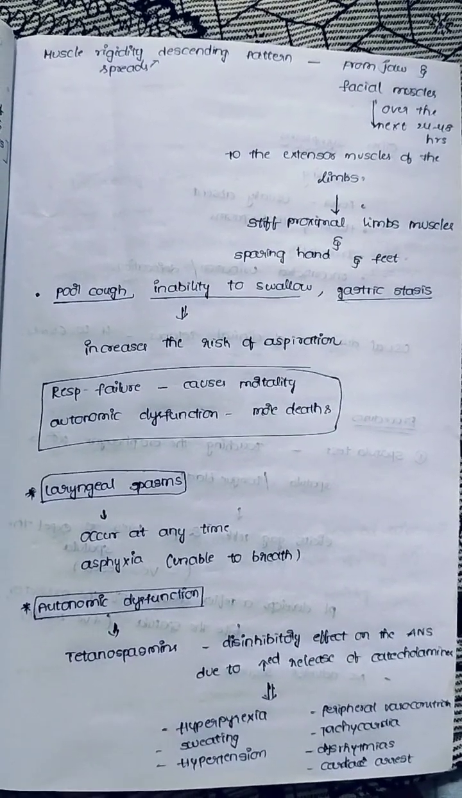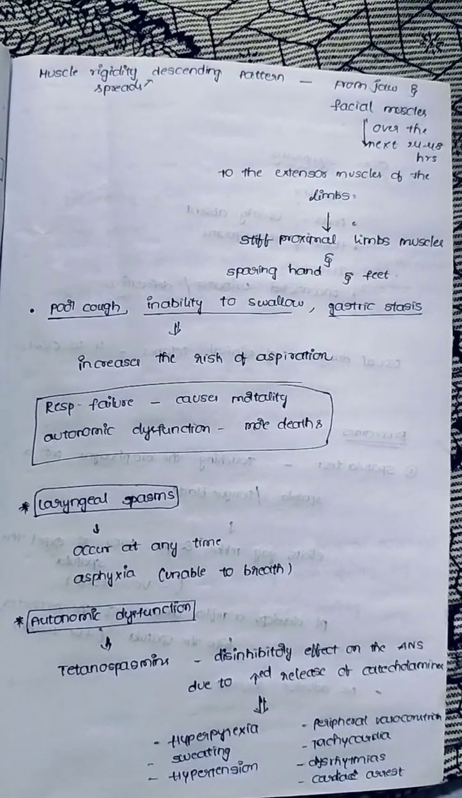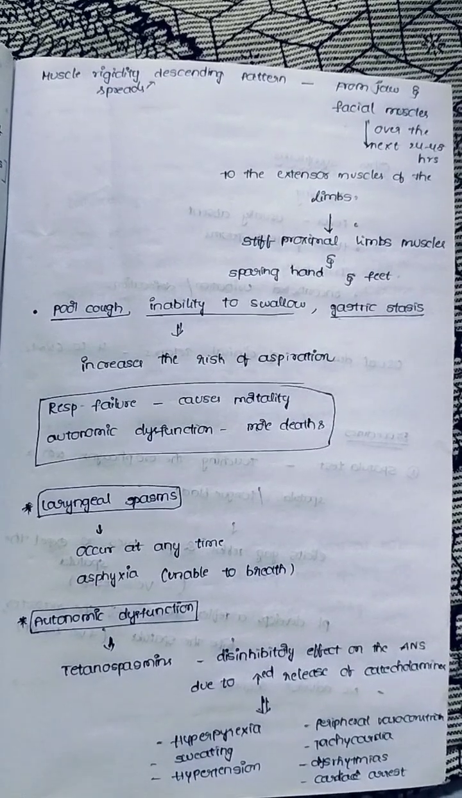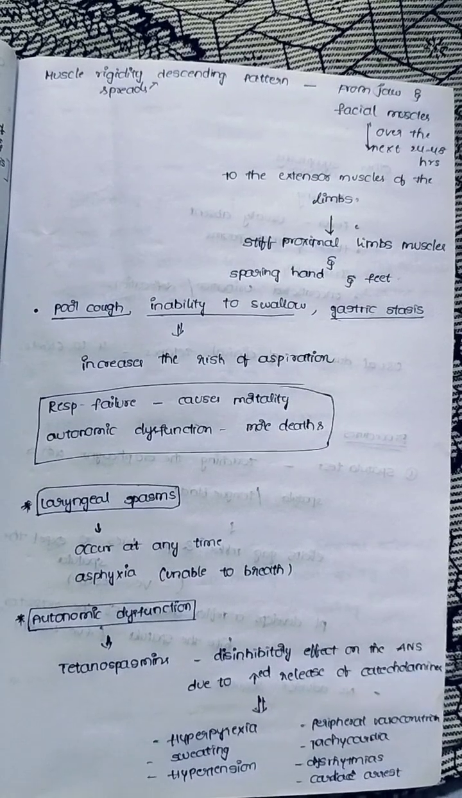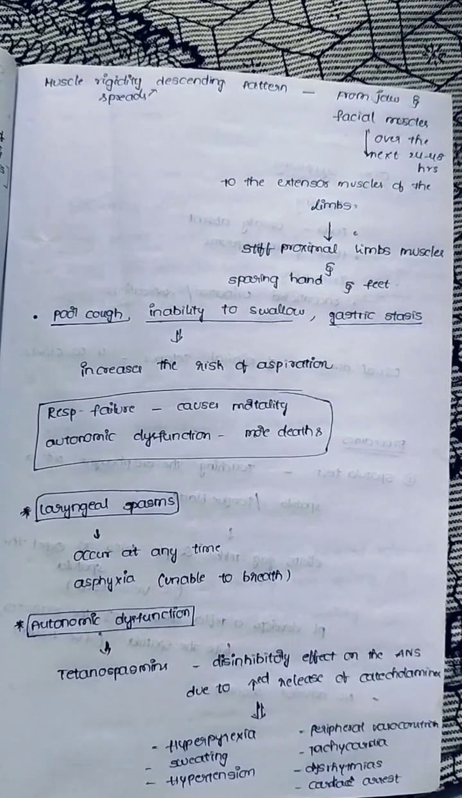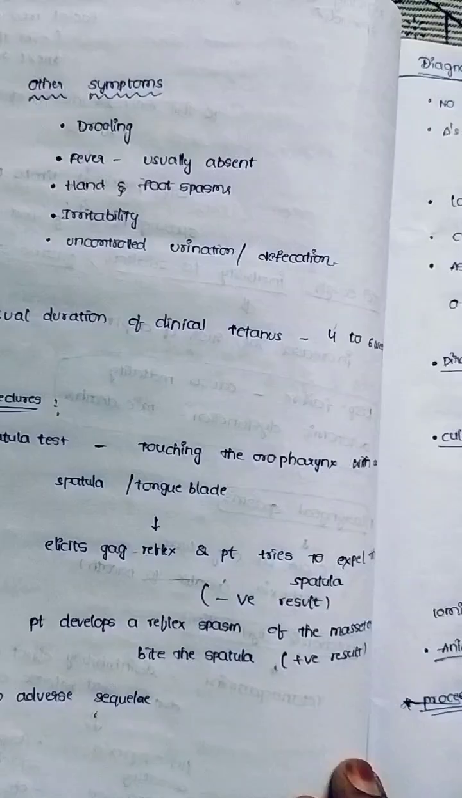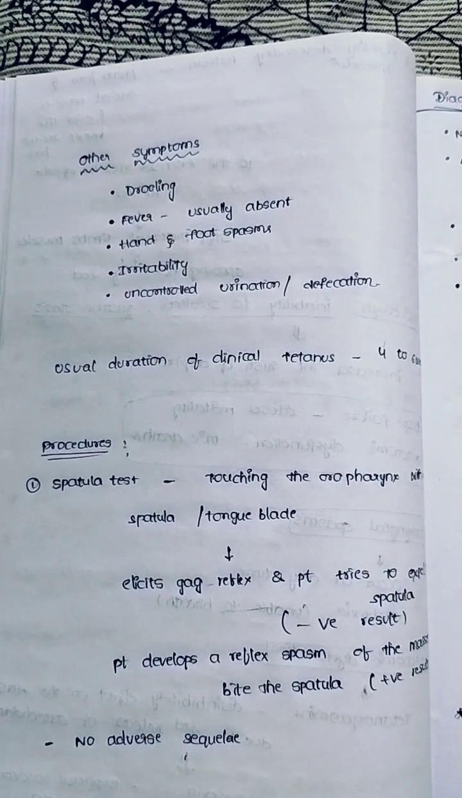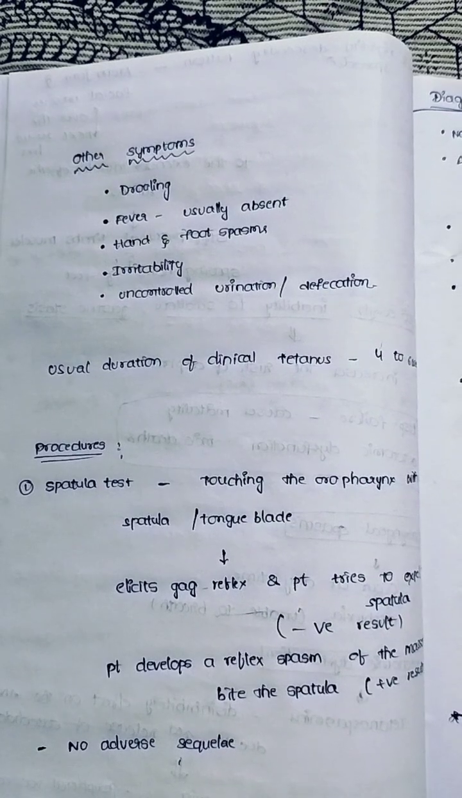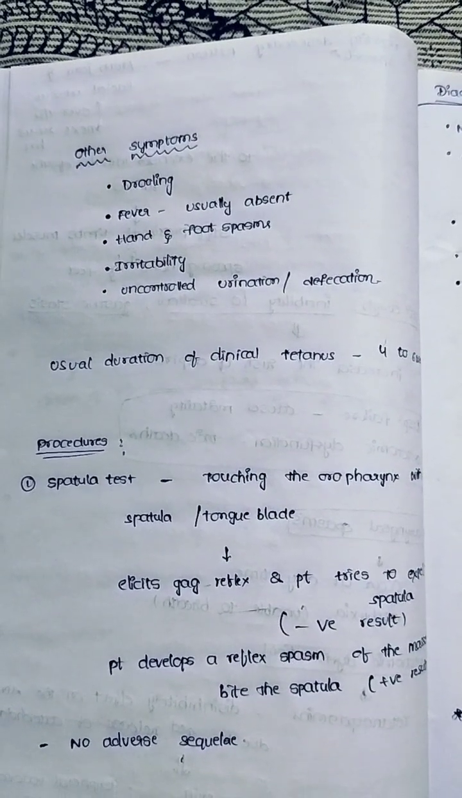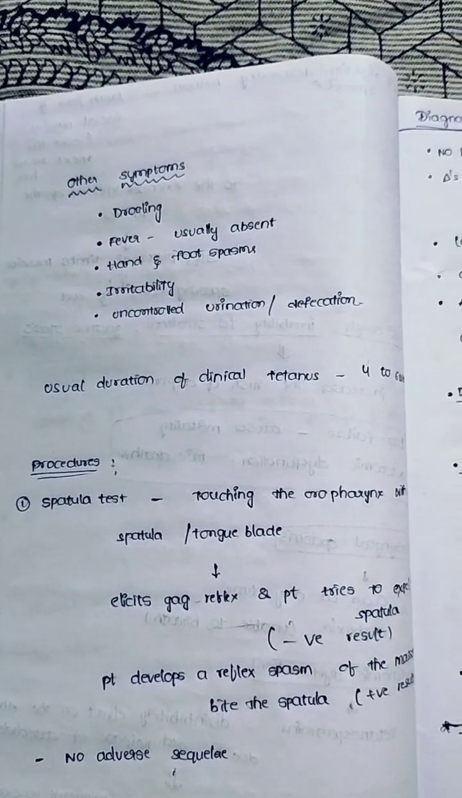Another one is autonomic dysfunction. Mainly the tetanospasmin causes a disinhibitory effect on the autonomic nervous system due to increased release of catecholamines, which leads to hyperpyrexia, sweating, hypertension, tachycardia, arrhythmias and cardiac arrest. Other symptoms include drooling, fever usually absent, hand and foot spasms, irritability, and uncontrolled urination and defecation. The usual duration of clinical tetanus is 4 to 6 weeks.